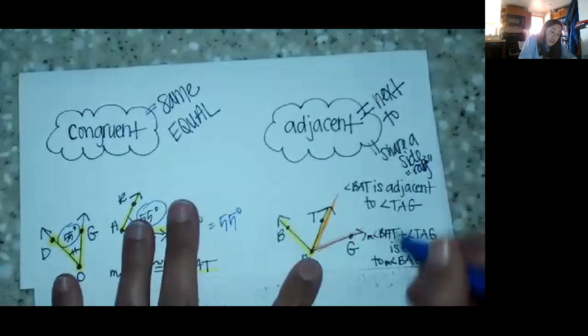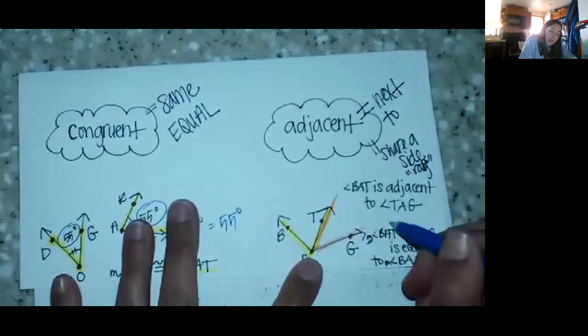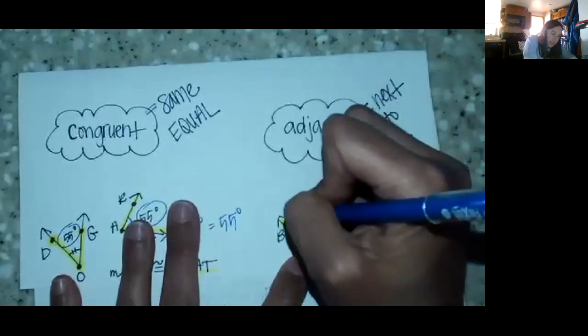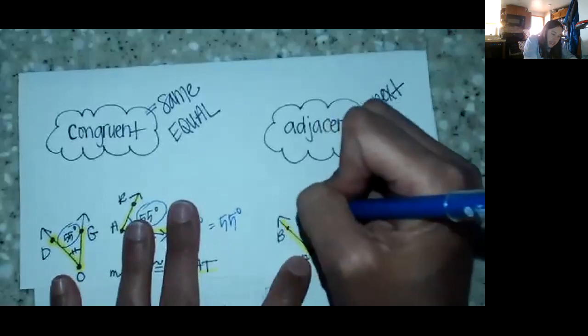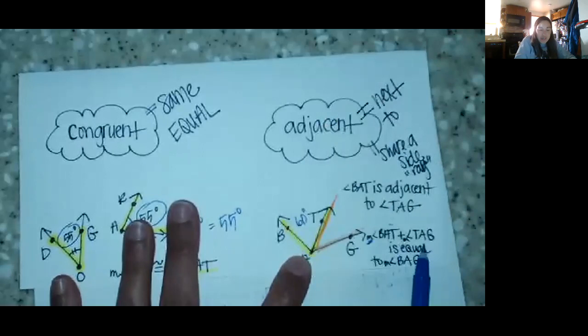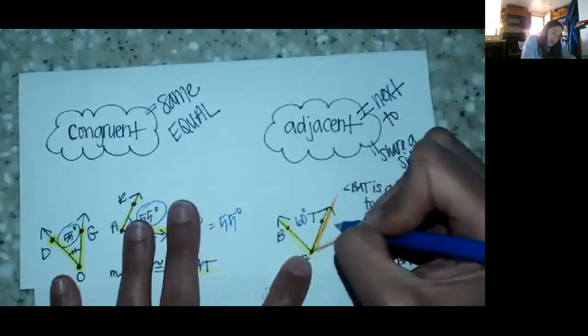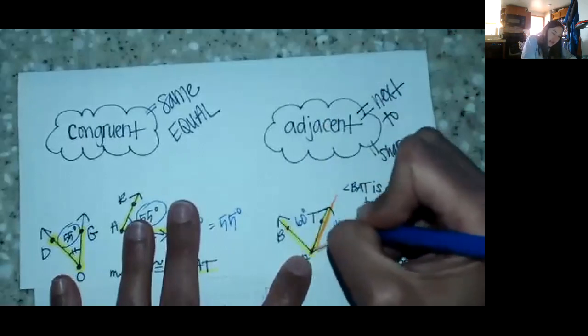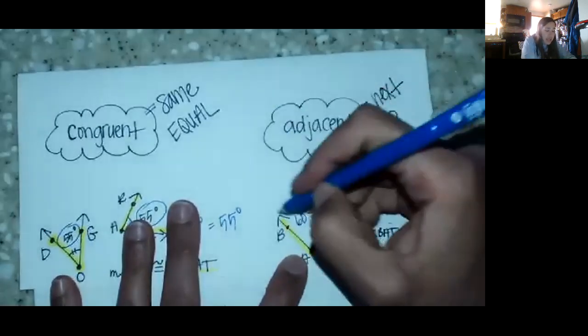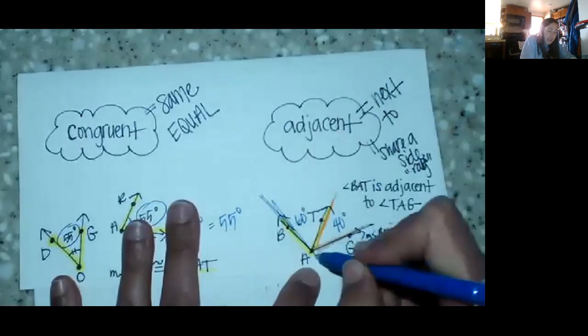So do you notice here how I put that M here? The measurement of BAT, so I'm going to give it a measurement, okay? Let's say this measurement happened to be 60 degrees, plus the measurement of TAG. Let's say this angle measurement was 40 degrees, is equal to the measurement of BAG, this big angle, BAG.